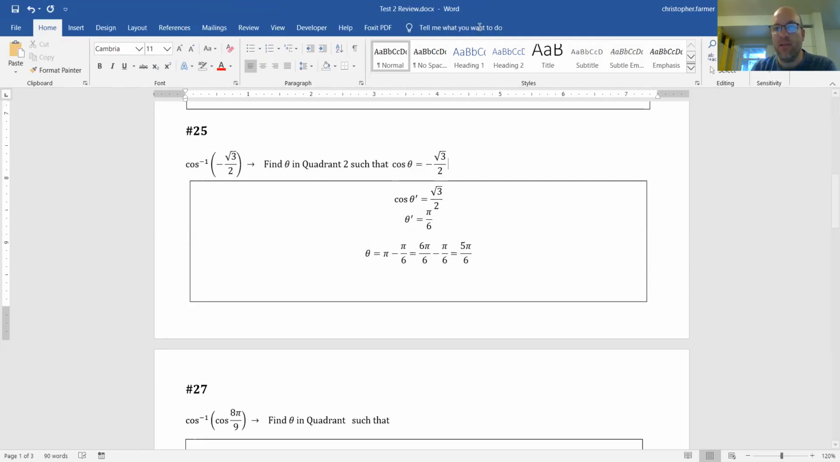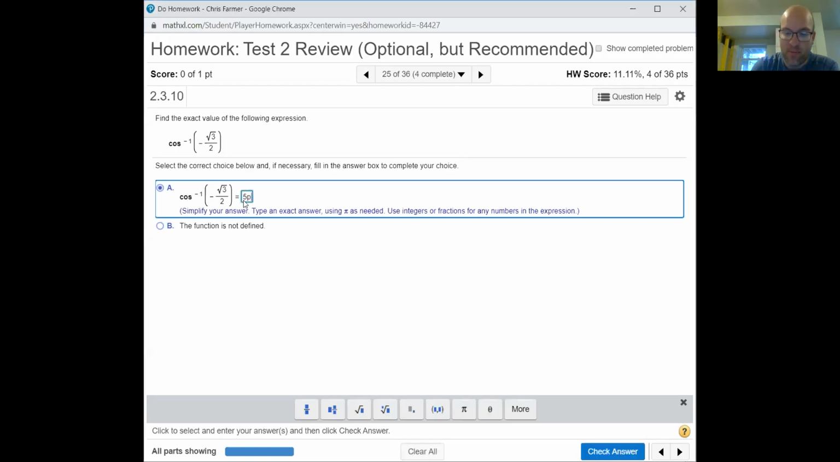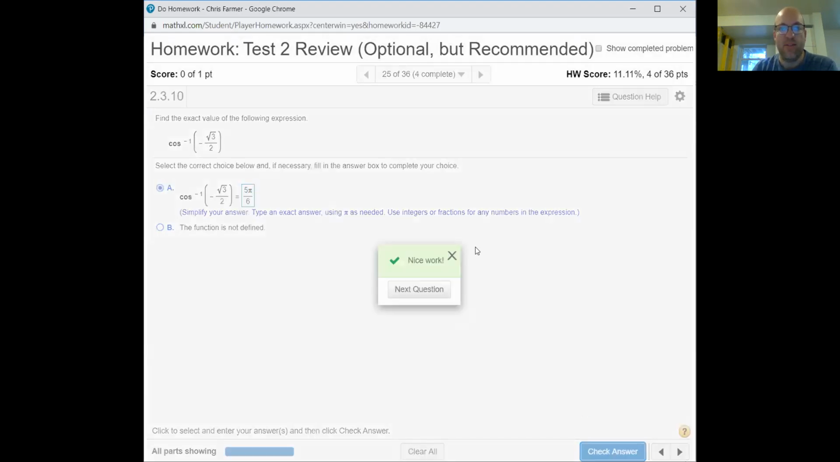Right, so again, let's go back into MyMathLab, put it in there, and make sure that we have the correct answer and that I didn't make any mistakes before we move forward. But we ended up with 5 pi over 6. I do not know why it didn't turn into a pi there. So I guess I'll push the pi symbol, check our answer, and we're perfect.